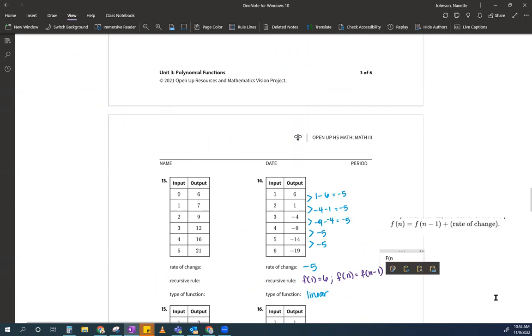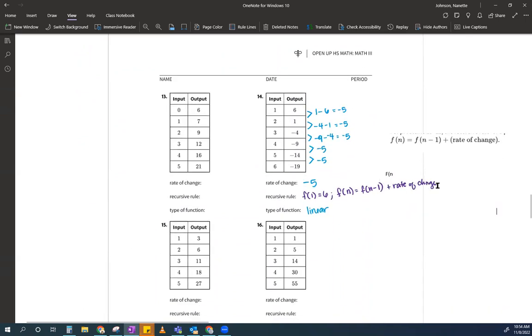Of course. Okay, so instead of rate of change here, I'm going to plug my rate of change in. So I'm going to have -5 here, but the rest of it is going to be exactly the same. F of n equals f of n minus 1, and then this -5. And so that's my recursive rule. Your recursive rule is always going to have two parts to it, a starting point and how you get to your next point.